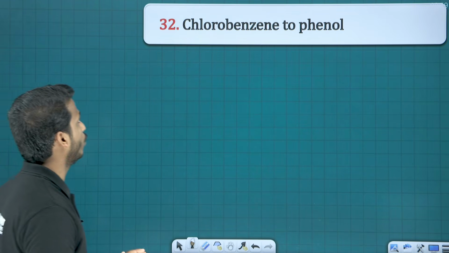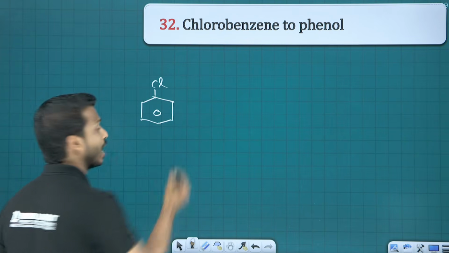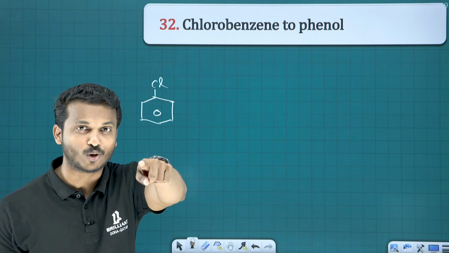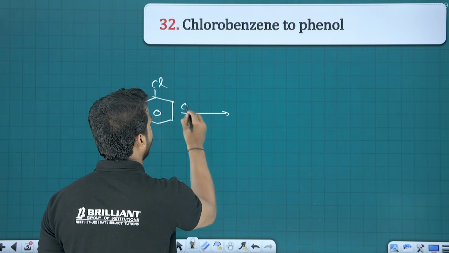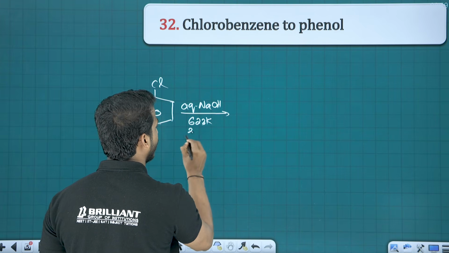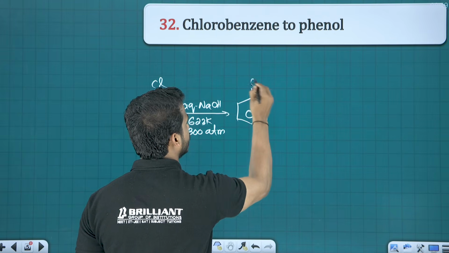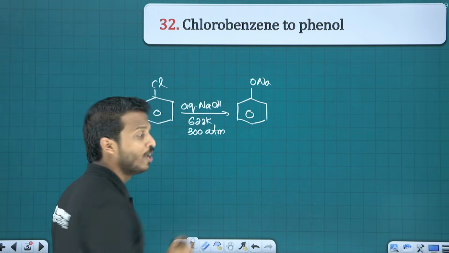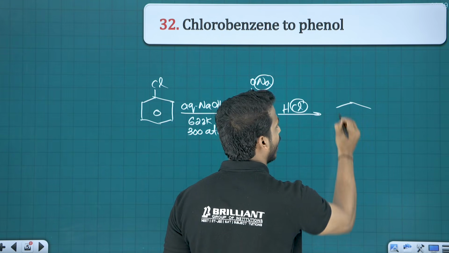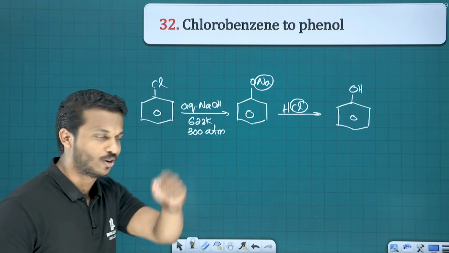Question number 32 for you. Chlorobenzene to phenol, again a direct question we studied already in the haloalkane, haloarene part. Chlorobenzene to phenol is called Dow's process. We treat it first with aqueous NaOH at 623 Kelvin and 300 atm pressure. What do you get, my dear? Sodium phenoxide, ONa. That, on treatment with acid HCl, NaCl out, gives phenol. So chlorobenzene to phenol, what do you call it? Dow's process, don't forget, okay?